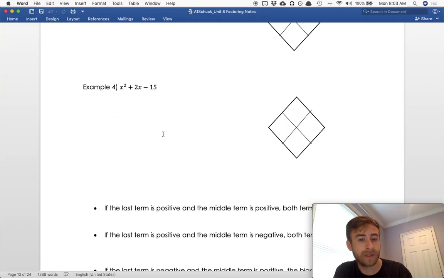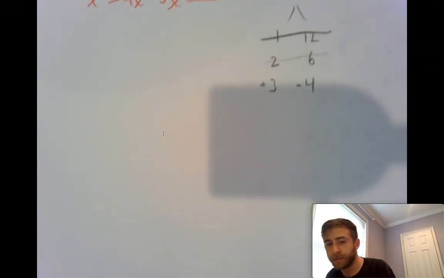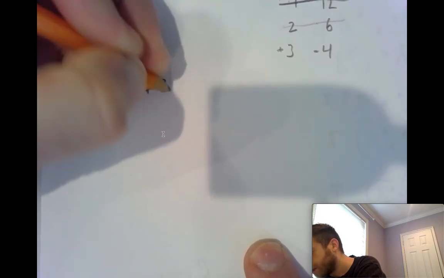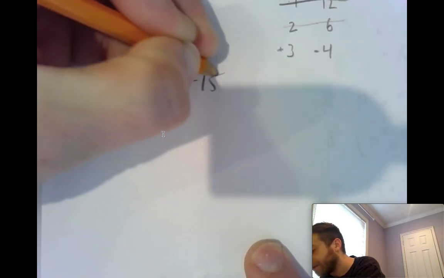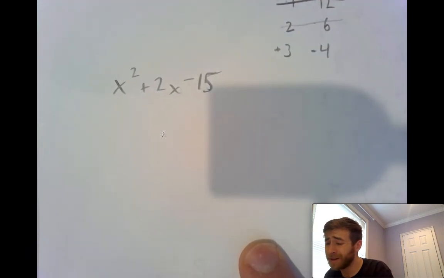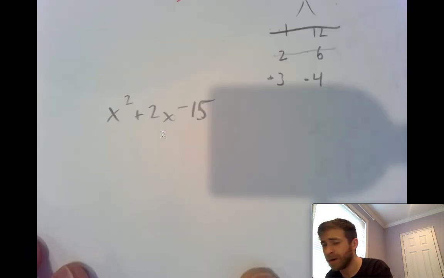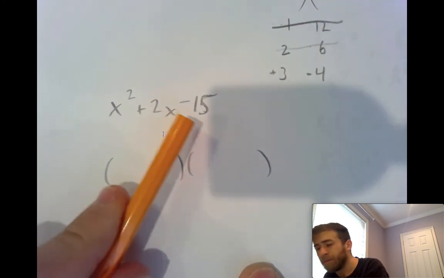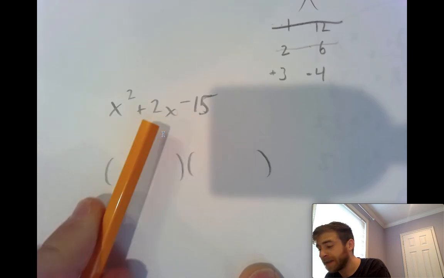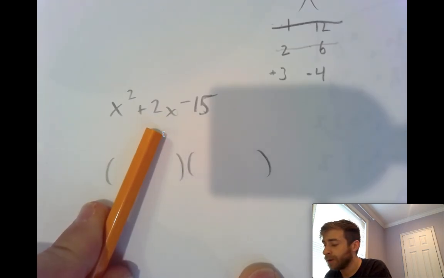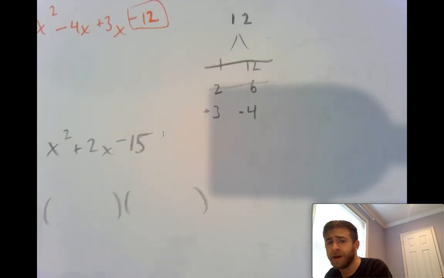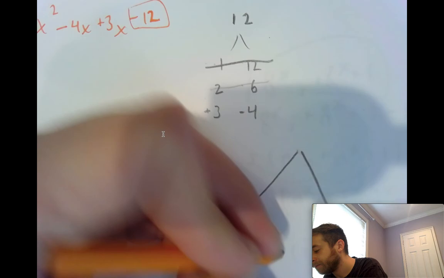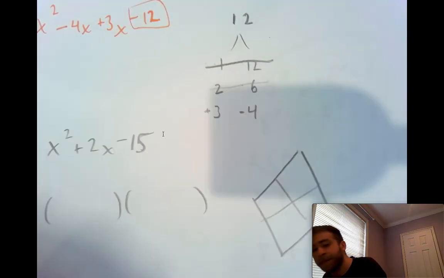x squared plus 2x minus 15. Now if you want, you can start abandoning that diamond from before, because really you're just asking, what are two numbers that will multiply to negative 15 and add to 2? That's all you're asking yourself. But if you want to put the diamond in just to get more practice, it's whatever. So I'll make my little diamond method over here.